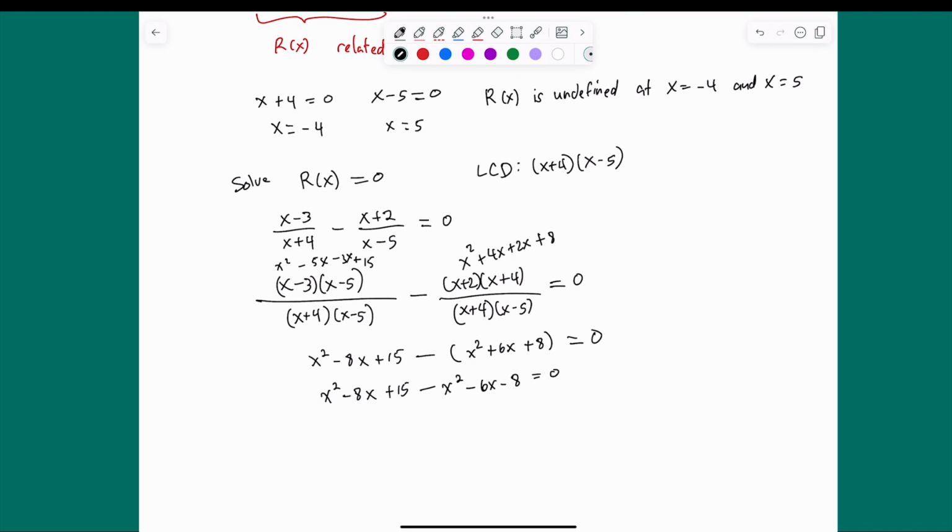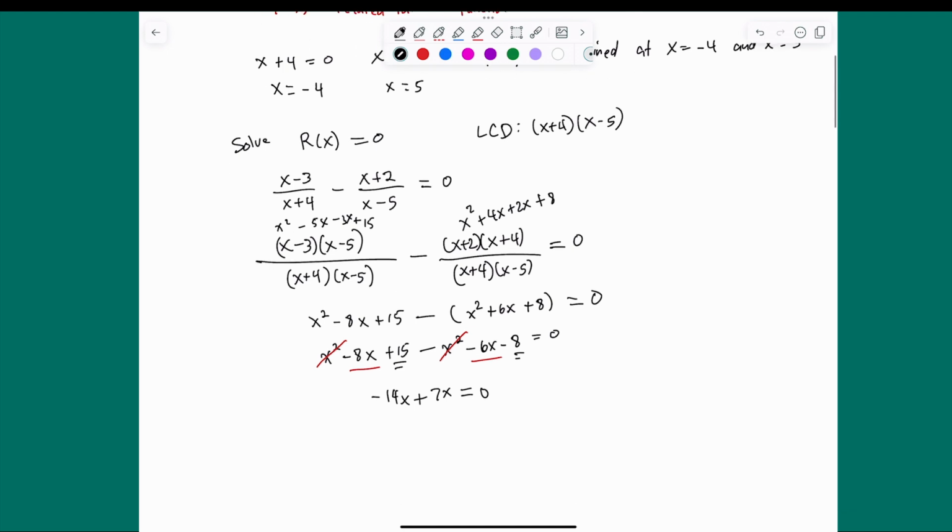I do have like terms here. My x squares are going to cancel. Then I have a negative 8x and a negative 6x, which will give me negative 14x. And then 15 and negative 8 will give me a positive 7. Sorry, 15 minus 8 is 7, not 7x. So solving -14x + 7 = 0, I'll subtract 7 on both sides to get -14x = -7, and then divide by -14, which gives me x = 1/2.